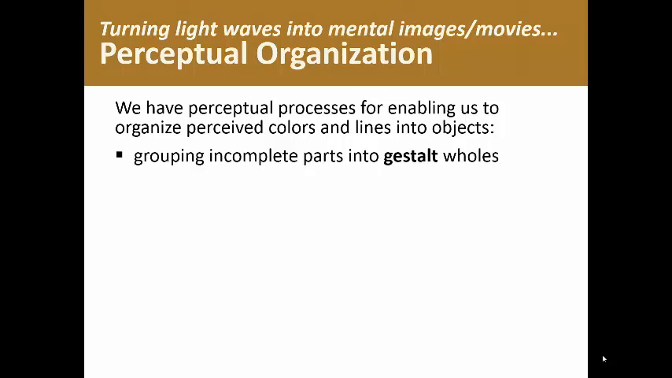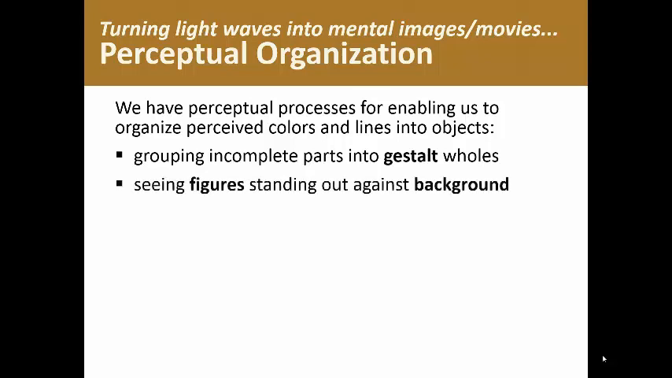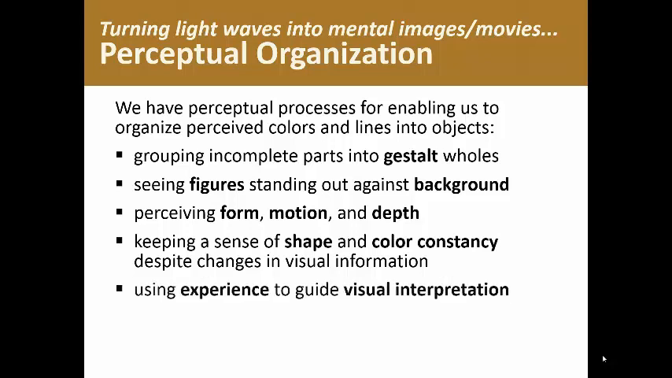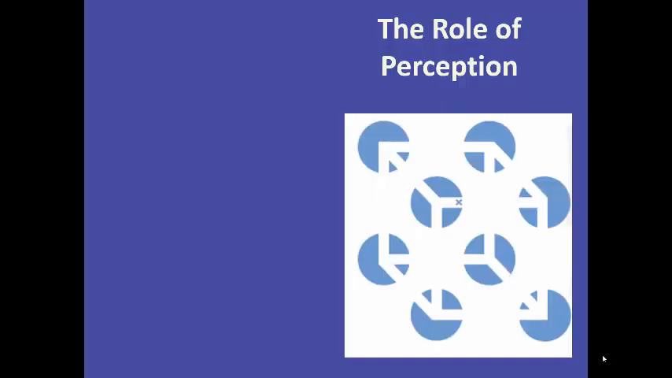We can group incomplete parts into gestalt wholes. And so if we see figures standing out against a background, we can still perceive the background because our brain fills in the spots. So we can perceive form, motion, and depth. And it keeps the sense of shape and color constancy despite changing visual information. And so we use our experiences with this visual stimuli to guide our visual interpretation.